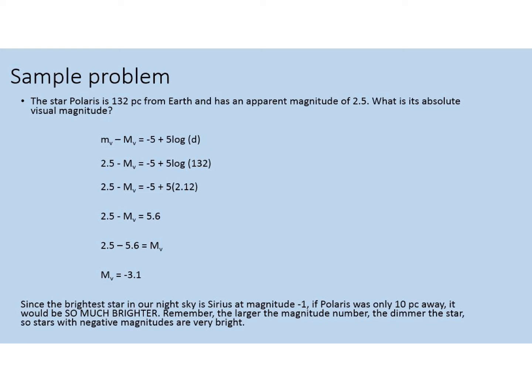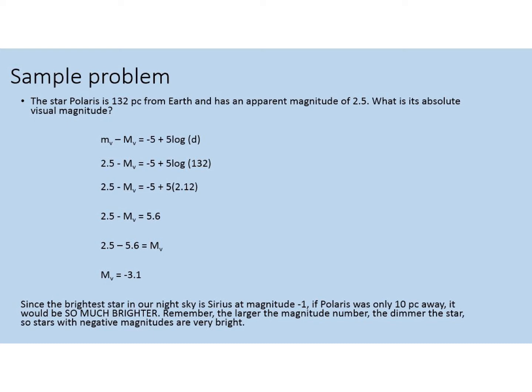In this equation, little mv is the apparent magnitude, big MV is the absolute magnitude, and d is the distance measured in parsecs. Plug in the 2.5 for little mv and 132 in for the distance. A calculator tells you that log of 132 is equal to about 2.12. Moving big MV to the right and the other numbers to the left gives us that the absolute magnitude of Polaris is negative 3.1.